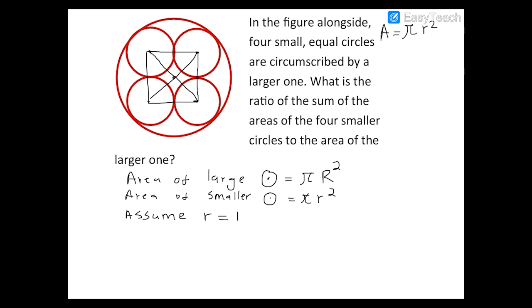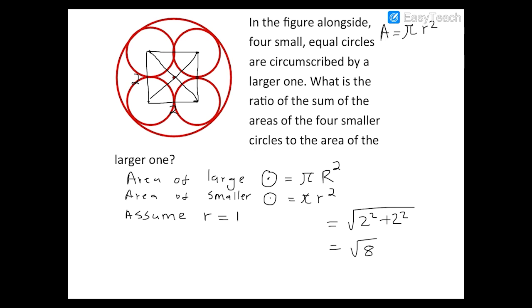Now, we know that each side of this rhombus is 2 units, right? Because we assume that the radius of a smaller circle is 1, so that will be 2. That will also be 2. That means by Pythagoras, we can actually find the length of this diagonal here. So by Pythagoras, the length of that diagonal will be equal to the square root of 2 squared plus 2 squared, which gives square root of 8.